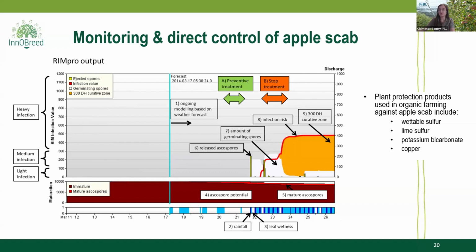And plant protection products that are used in organic farming and against apple scab include sulfur, so wettable sulfur, lime sulfur, potassium bicarbonate, and copper.